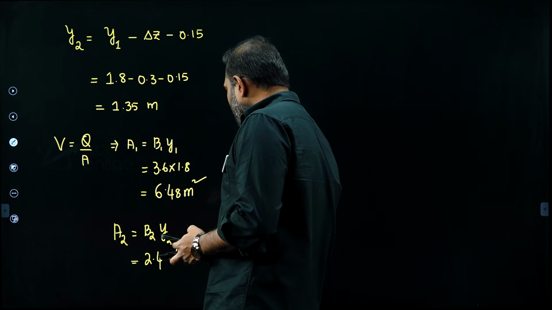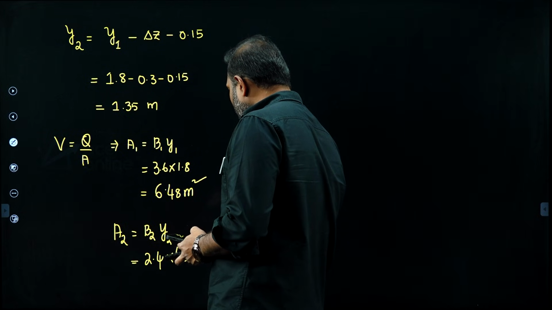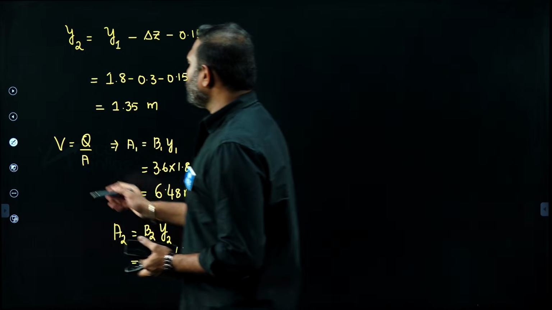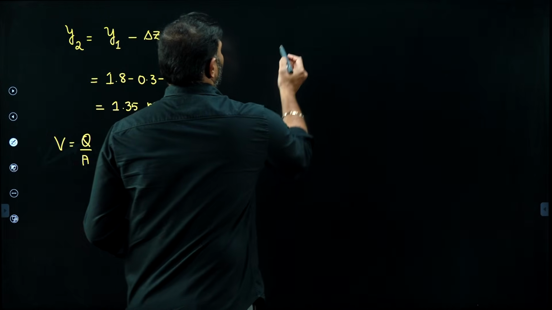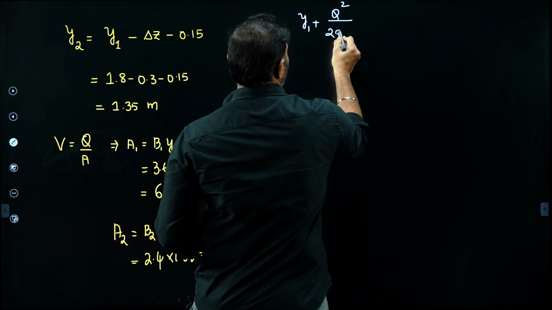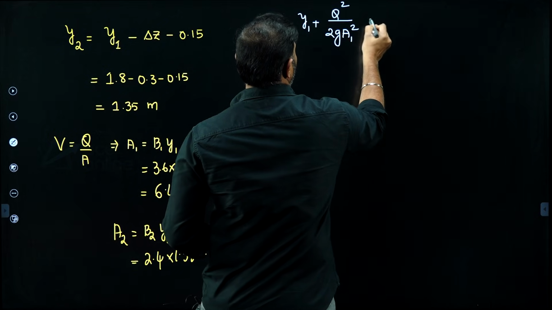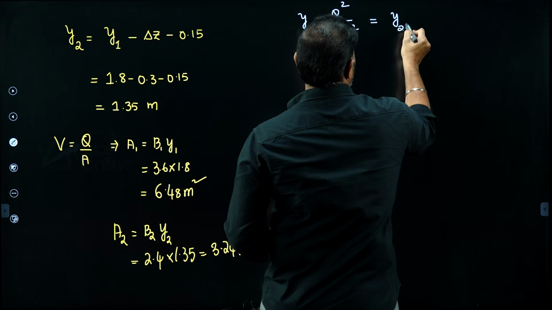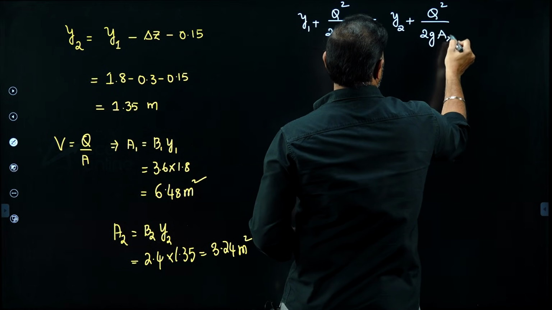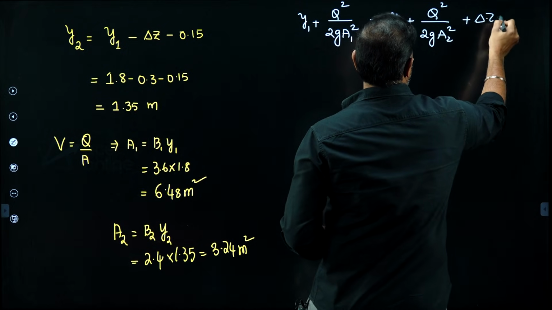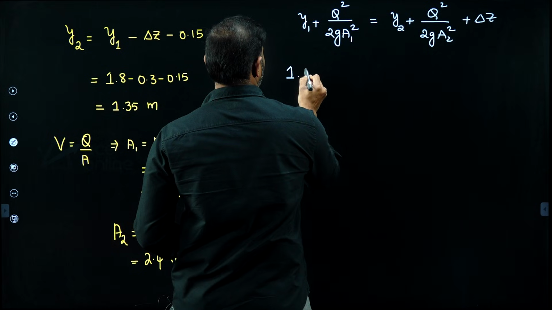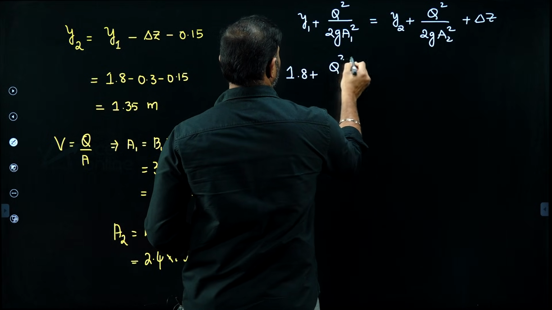So, this value is 3.24 meter square, right? Now what we do, we'll just solve it. y1 plus v1 square by 2g, which is q square by 2g a1 square, is equal to y2 plus v2 square by 2g, which is q square by 2g a2 square, plus delta z. So, y1 is 1.8 plus q square.